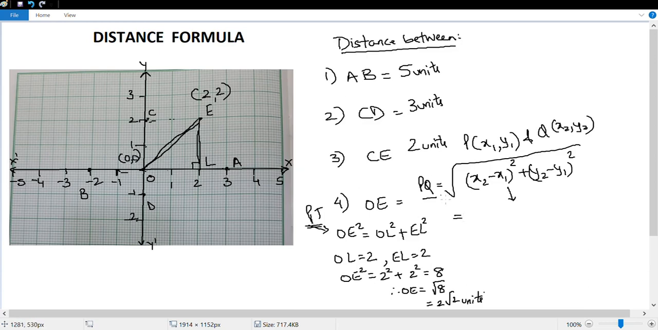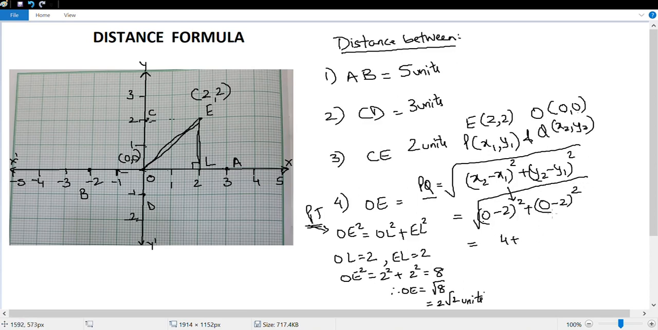So now let's apply the distance formula. In this case, if I'm taking E as my first point and O as my second point, let's apply x2 minus x1, which is 0 minus 2 whole square, plus again y2 minus y1, which is 0 minus 2 whole square, the square root of it. So 0 minus 2 is -2 whole square, that's 4, plus 0 minus 2 is again -2 whole square is 4, which is square root of 8, which is equal to 2 root 2 units.